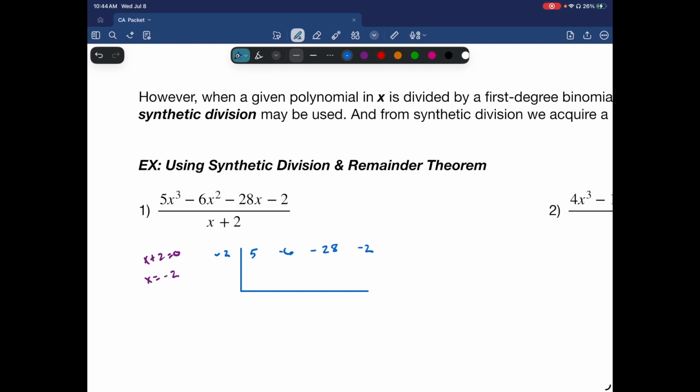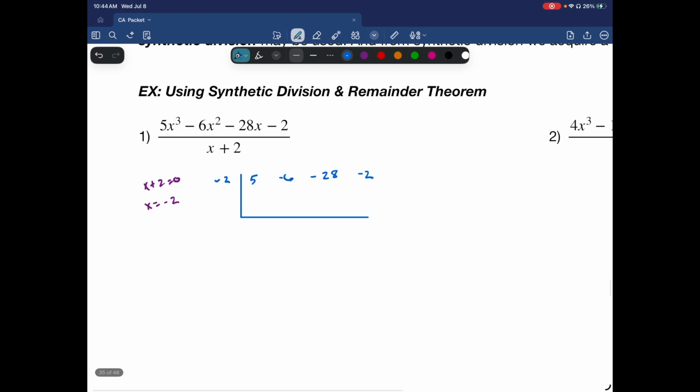Now, follow closely. The rules of synthetic division are simple. The first term, 5, always comes down. I just bring it below the line. And then I take the 5 and the negative 2 and I multiply. And I put that product underneath the next number. So 5 times negative 2 is negative 10. I put it right here. And then I add my column.